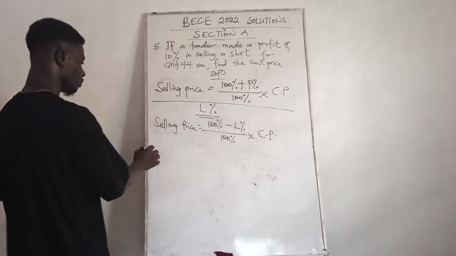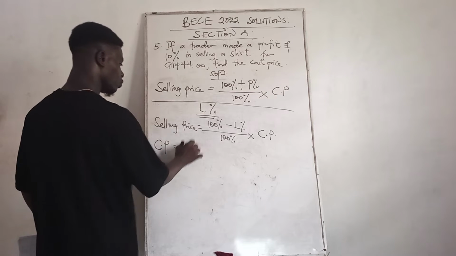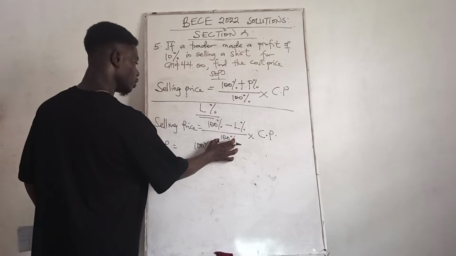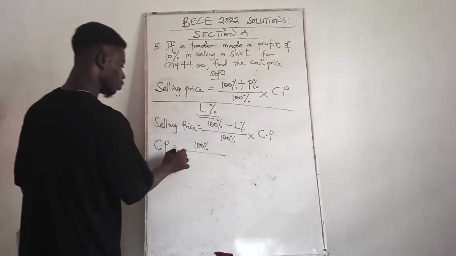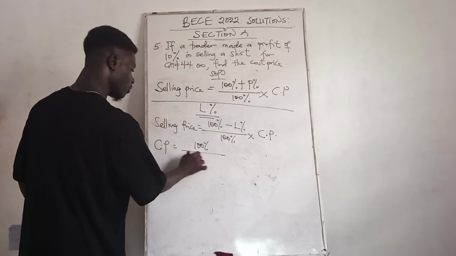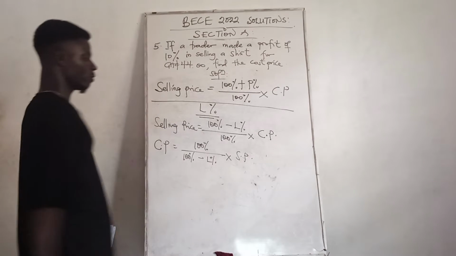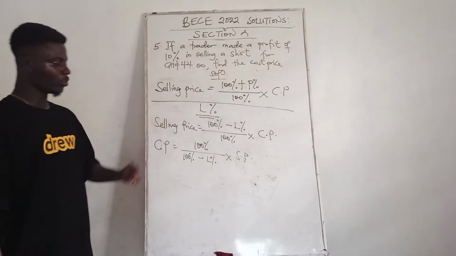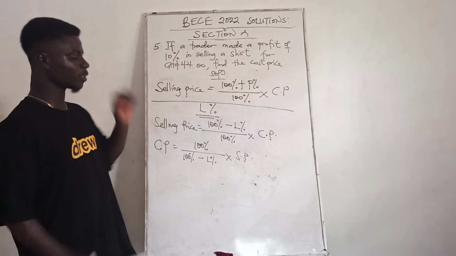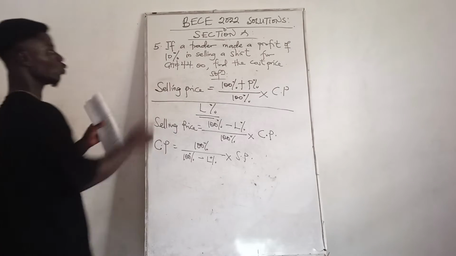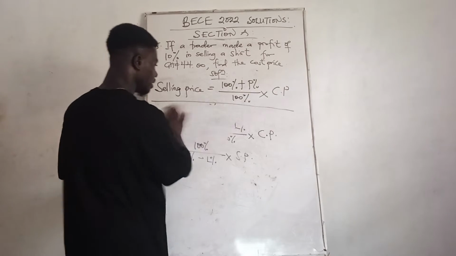If you want the cost price here, it will be 100% in the numerator, then all on 100% minus my loss percent in the denominator, then times my selling price. So this is what we will be using. But this time around, they said we should find the cost price, so we'll be changing one or two things here.